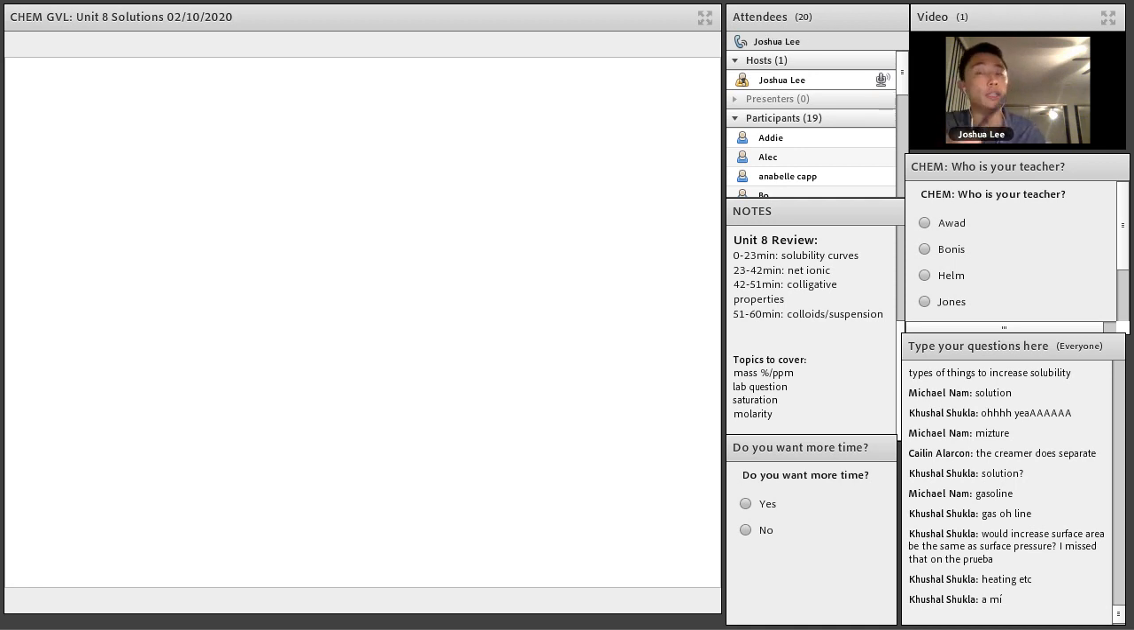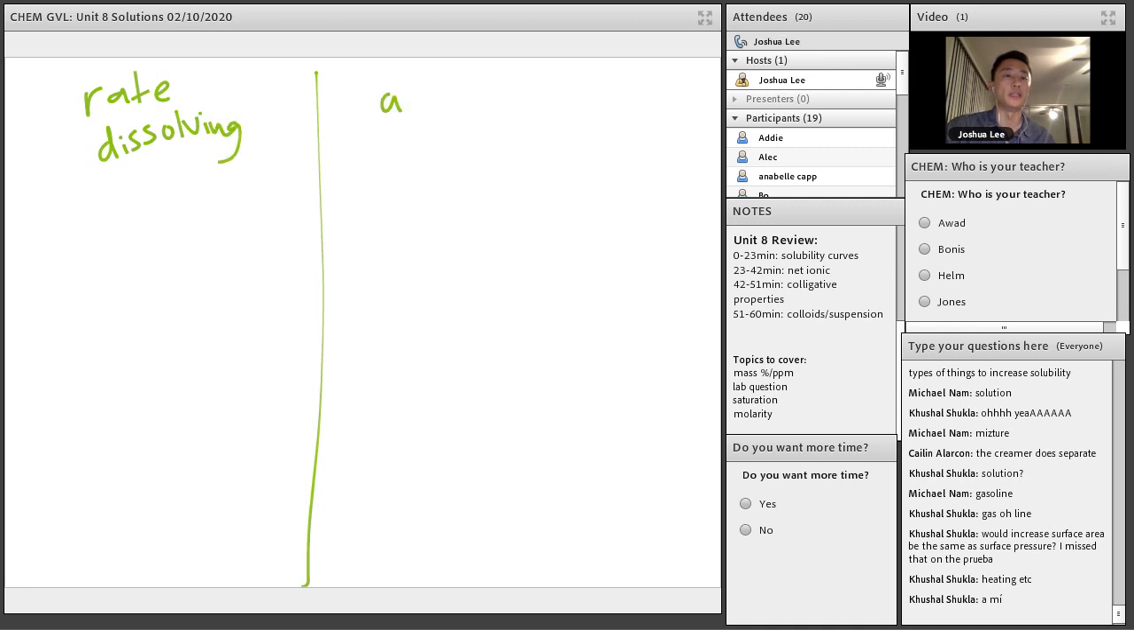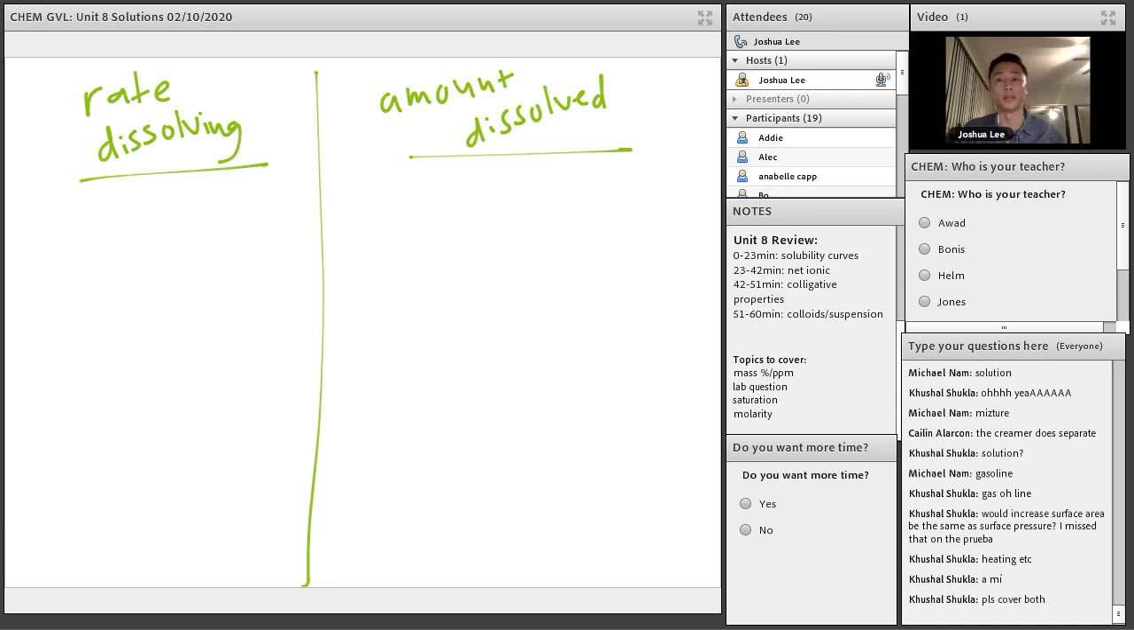So there's two different things. One is the rate of dissolving, and one is the amount dissolved. So two different things. The rate at which something dissolves, that was part of the lab that we were doing in 13, whichever one where you were shaking a bunch of stuff.